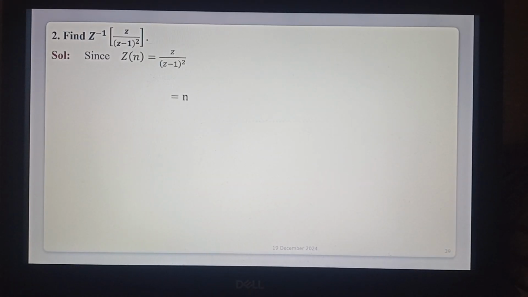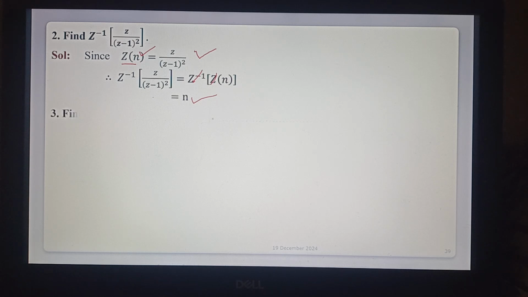The second one is find Z inverse of z by z minus 1 whole square. We already know that Z transform of the sequence n is equal to z by z minus 1 whole square. So now applying Z inverse on both sides, Z inverse of z by z minus 1 whole square is equal to Z inverse of Z of n. So that is equal to, this cancels, n. So this is the required inverse Z transform of z by z minus 1 whole square.